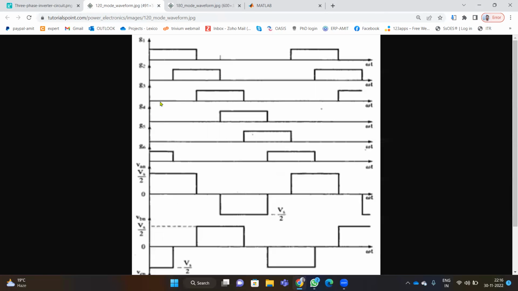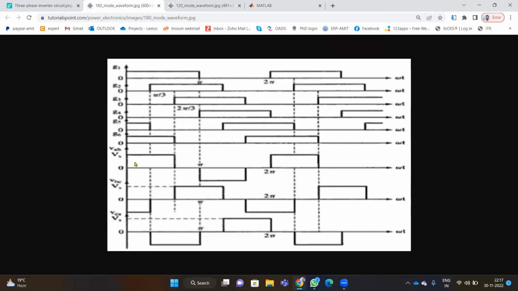And in 120-degree mode, we have only two switches working at every point of time. Like from 0 to 60, we have S1 and S6. Then 60 to 120, we have S1 and S2 and so on. So for every instance, we have only two switches working and that reflects on the output waveform. So these are your output waveforms. The shape-wise output waveforms of 180-degree mode and 120-degree mode are almost similar.